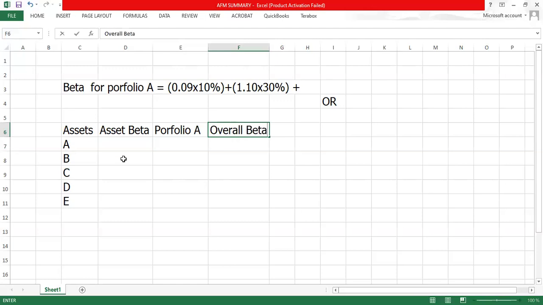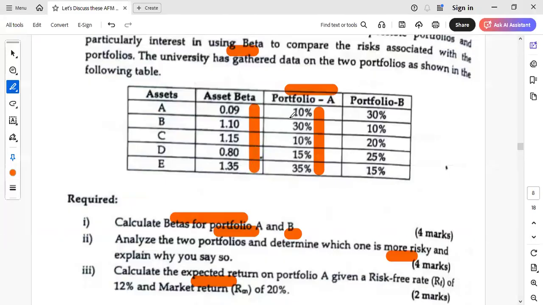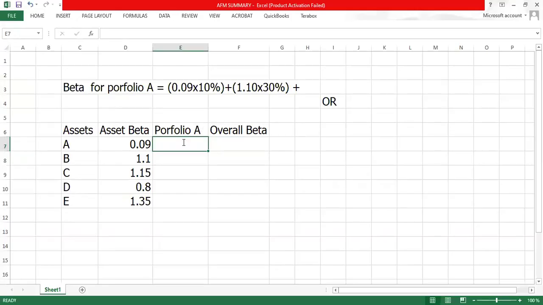How do I get this? What is here? It is 0.9. Then here I have 1.1. I have 1.15. I have 0.8. Then here I have 1.3. I'm picking this from the question. Then I put these ones where I have A. Where I have A, I put this is 10%.